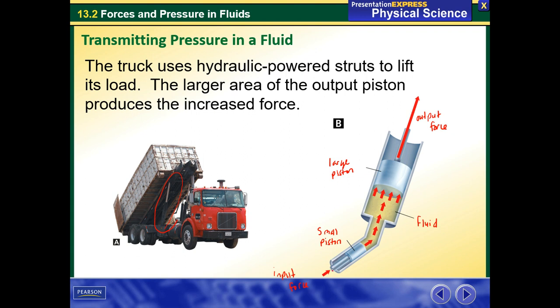So here, this is how it works. You apply an input force. This input force is going to be applied to a small area on the small piston, and so it creates pressure. Now, because of Pascal's principle, that pressure is exerted equally in all directions. So notice that all the arrows here are of equal size. However, when it gets over here to the large piston, that same amount of pressure is going to be exerted over a larger area. And because it's exerted over a larger area, that gives me a bigger output force.